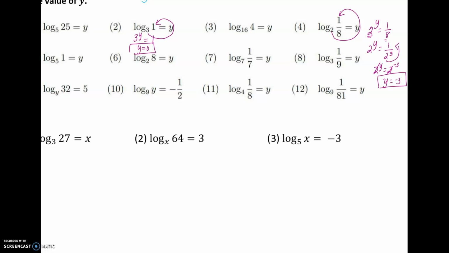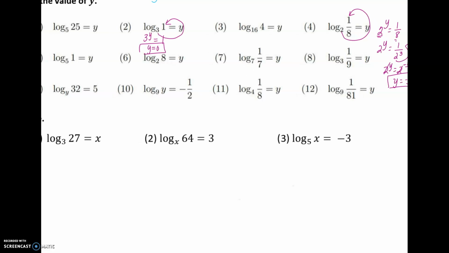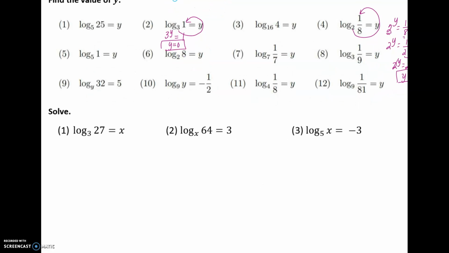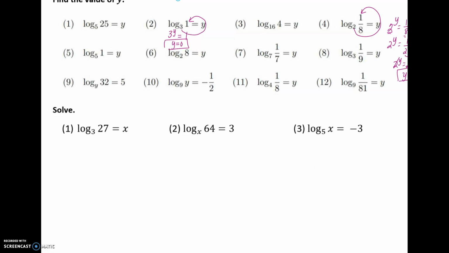As you can see, there's probably not enough room to do these all in this area, so you're probably going to need a sheet of paper for some of these. Okay, let's go to number 10. Log base 9 of y equals negative 1/2. So how do we write this? 9 to the negative 1/2 power equals y.